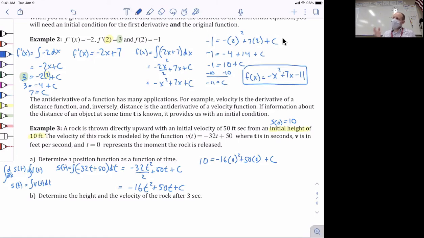Well, when the initial condition happens at time equals 0, that's easy because it zeroes everything else out except for the constant. And so your constant is absolutely going to be 10 in this case. And so our position function will be negative 16t squared plus 50t plus 10. Now with that, we can determine the height as well as the velocity of the rock after 3 seconds. That's just going to be s at 3 is your height.